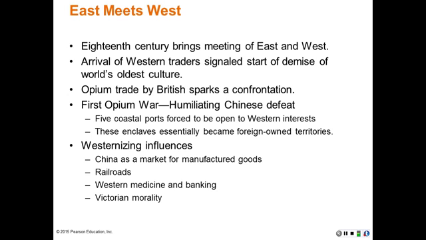The 18th century brings the meeting of the East and the West, of China and Europe. Arrival of the Westerners' trade signaled the start of the demise of the world's oldest culture. Opium trade was one of the big changes here that really impacted the civilization.